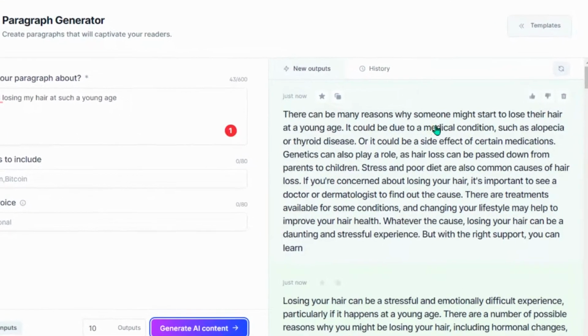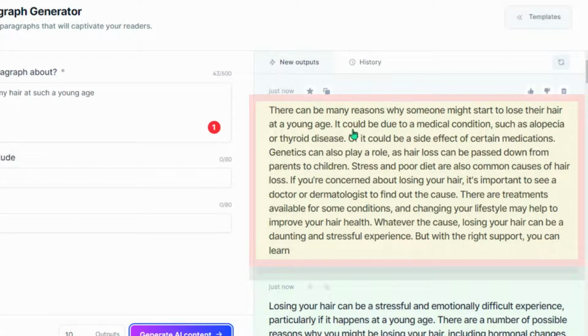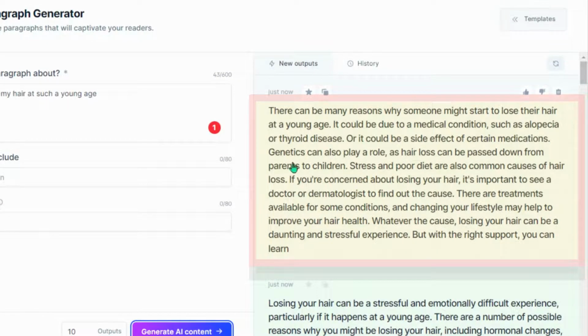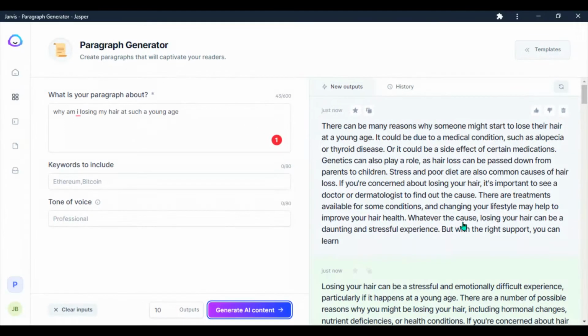So there are many reasons why someone might be starting to lose their hair at a young age. It could be due to medical conditions such as alopecia or thyroid disease, or it could be a side effect of certain medications. Genetics also play a role, as hair loss can be passed down from parent to children. Stress or poor diets are a common cause of hair loss. If you're concerned about losing your hair, it's important to see a doctor or dermatologist to find out the cause. There are treatments available for some conditions, and changing your lifestyle may help improve your hair health. Whatever cause, losing your hair can be a daunting and stressful experience. So that sounds really good.